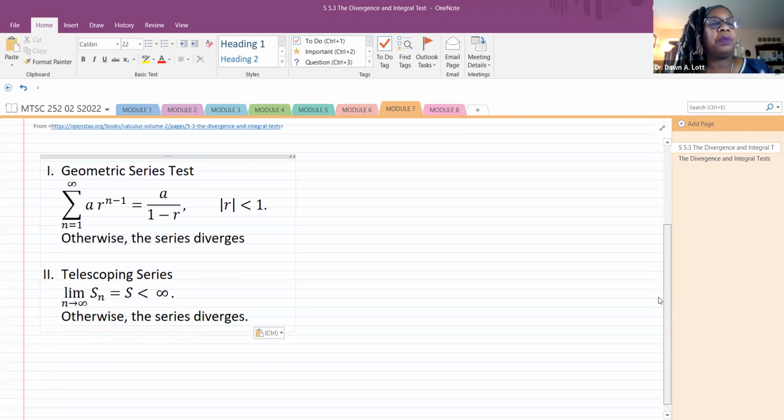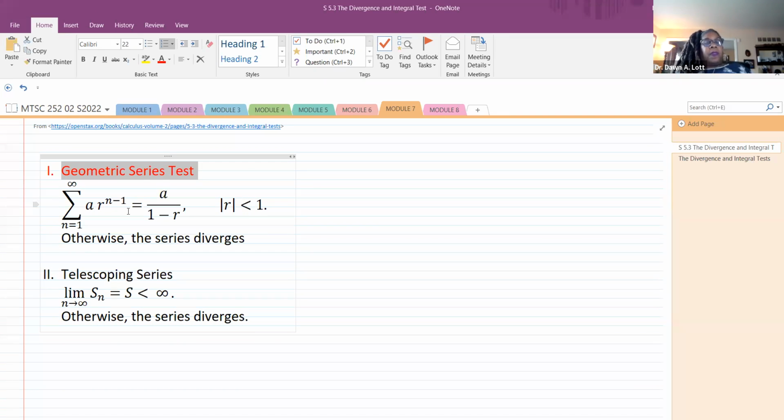Okay, so here's a reminder from what we just did. The geometric series test. It's going to have a certain form. All geometric series look like AR to the n minus 1 if they start at n equals 1. And if they converge, they will sum to A over 1 minus R. And that's only when the absolute value of R is less than 1. Okay, so we learned that last section.